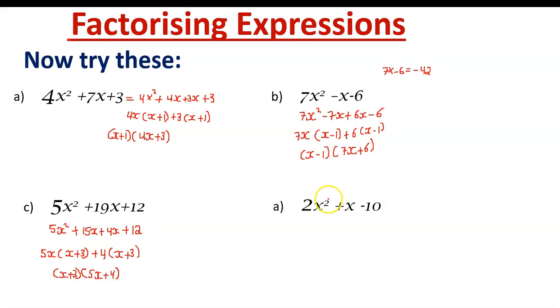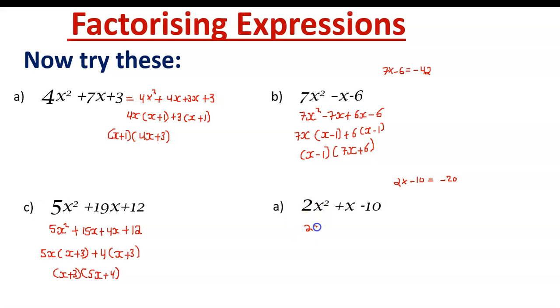We've completely factorized. This last one, 2 times this. 2 times minus 10 is minus 20. Let me write it down here. 2 times minus 10 is minus 20. Two numbers that when you times them give you minus 20, and when you add them give you 1. That's 5 and 4. And 4 must be minus and 5 must be plus.